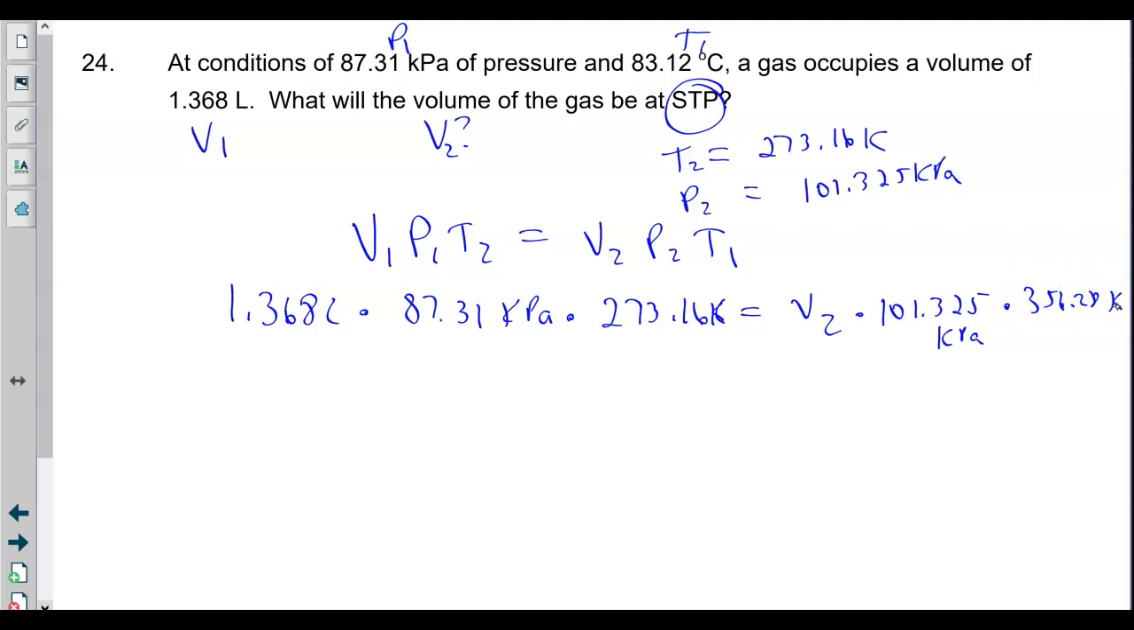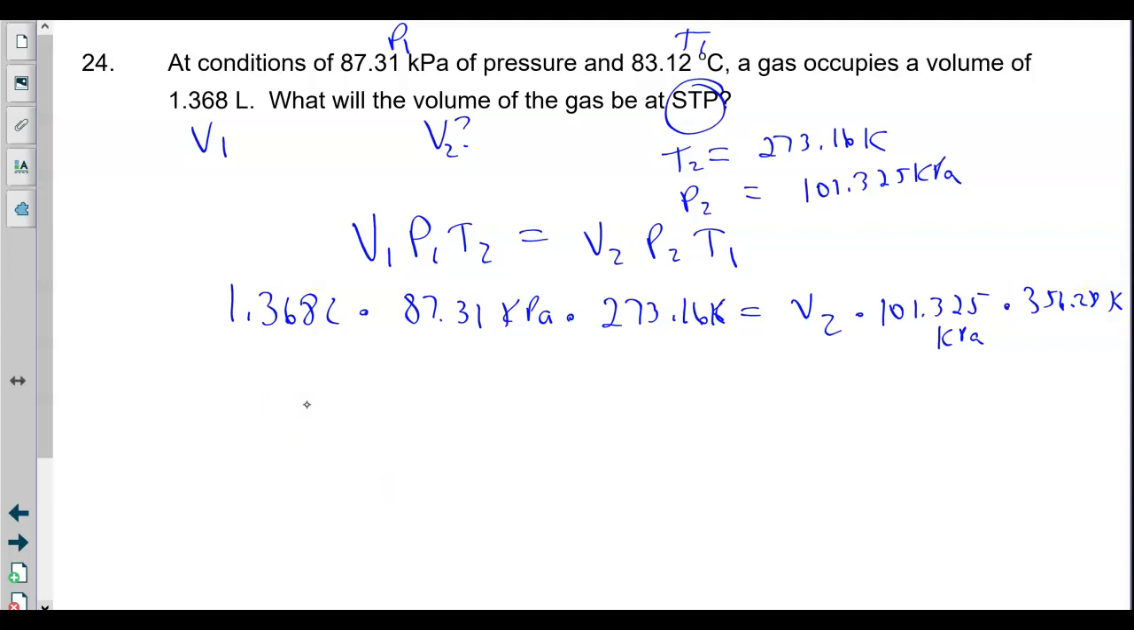Okay, so now we're going to multiply 1.368 liters. Oh, before we do that, we need to check, what do I have two of? I have two pressures, they're in the same unit, so I can use those. I also have two temperatures, they're in the same unit, so I can use those. So nothing to convert, everything's in like units, so I can just go ahead and do the math.